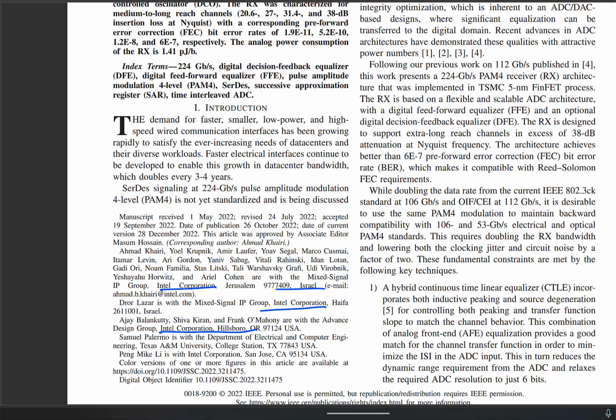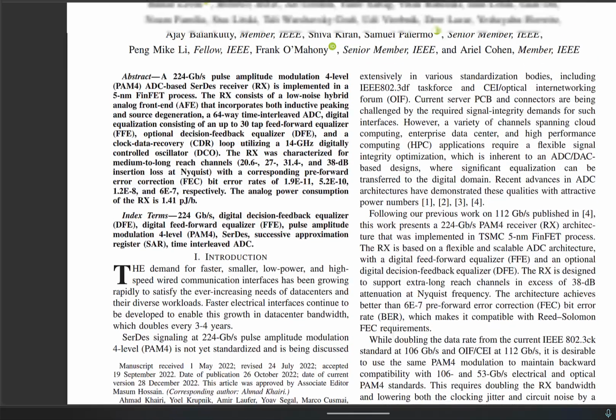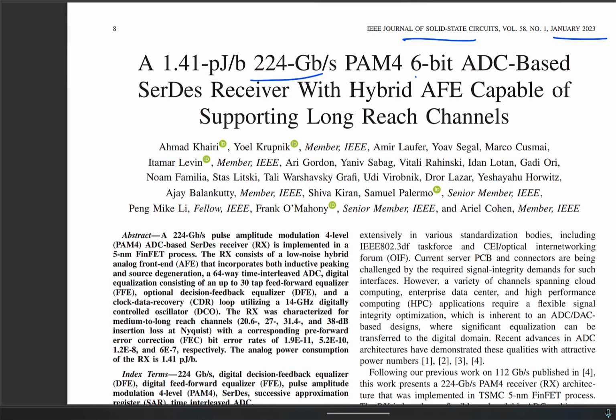Intel is one of the companies which has been trying to make these high-speed serial links, and as you see, they use a 6-bit ADC, so 64-way time-interleaved ADCs. So in a way, if you want to increase the speeds of the serial links, you definitely have to make higher speed ADCs. That is not the only thing needed, but that is also needed.